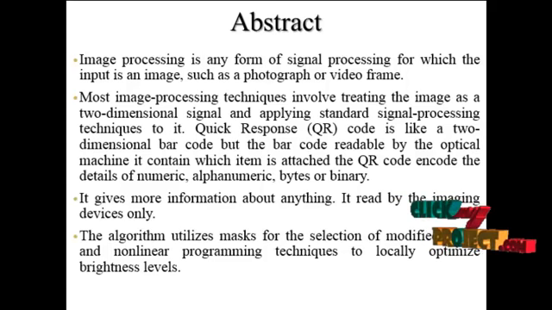Image processing is any form of signal processing for which the input is an image, such as a photograph or video frame. Most image processing techniques involve treating the image as a two-dimensional signal and applying standard signal processing techniques to it. A quick response code is like a two-dimensional barcode, which is readable by an optical machine. It contains information about the item attached to the QR code, encoding numeric, alphabetic, byte and binary details. It gives more information about anything, and it is read by an imaging device only. The algorithm utilizes a mask for the selection of modified pixels and non-linear programming techniques to locally optimize the illumination level.